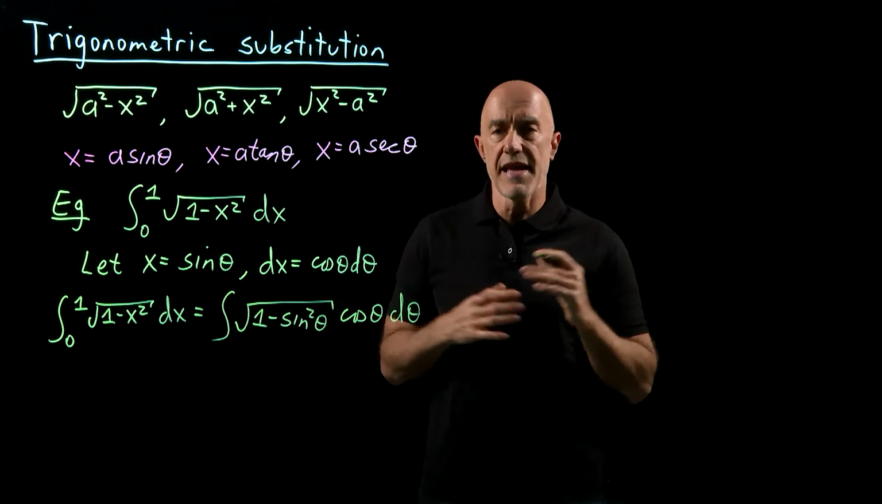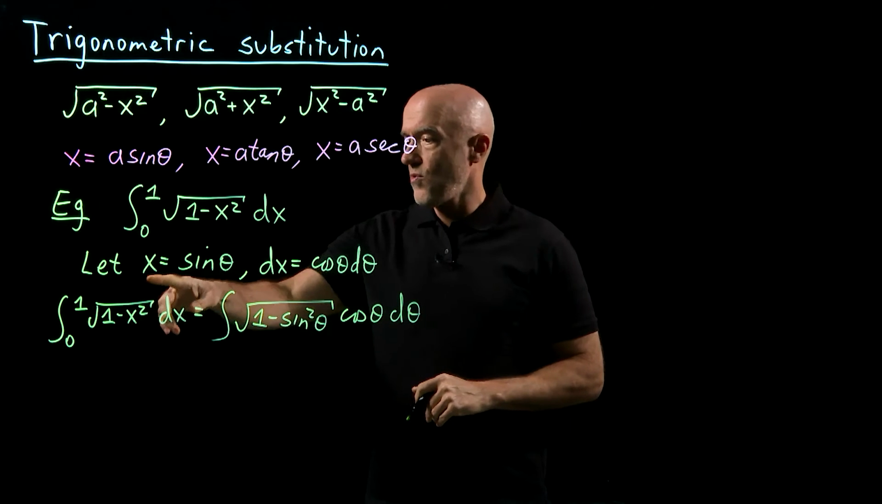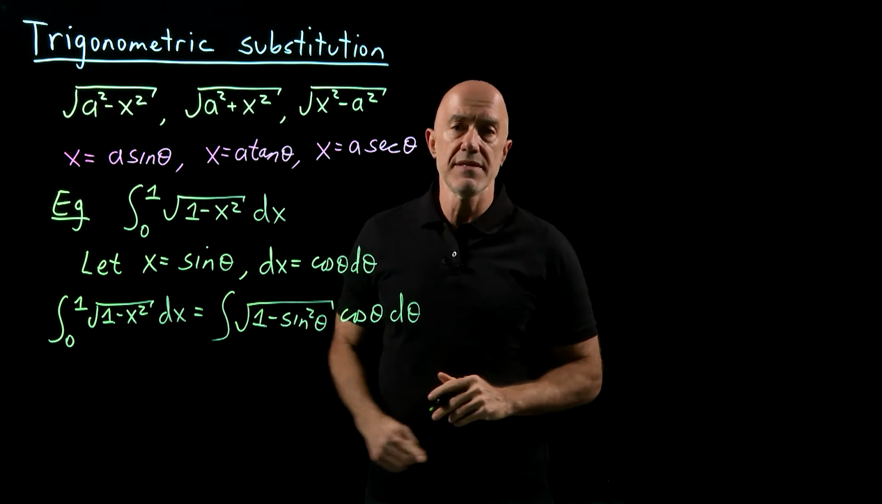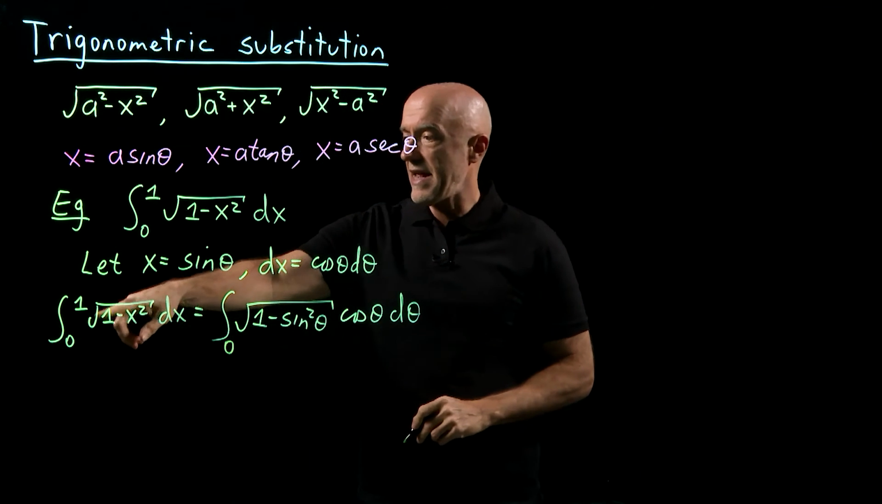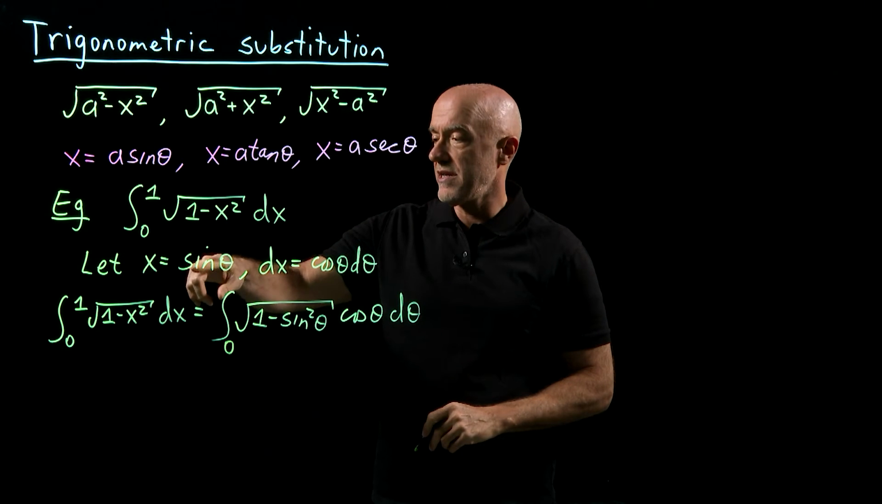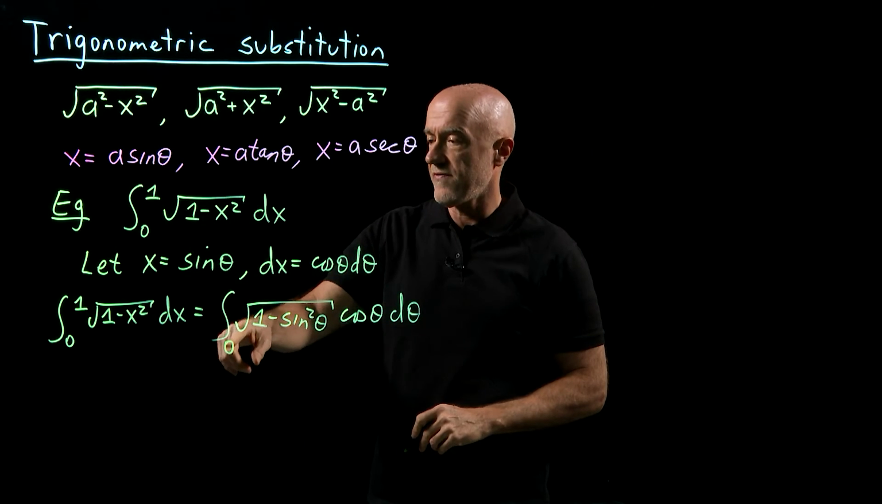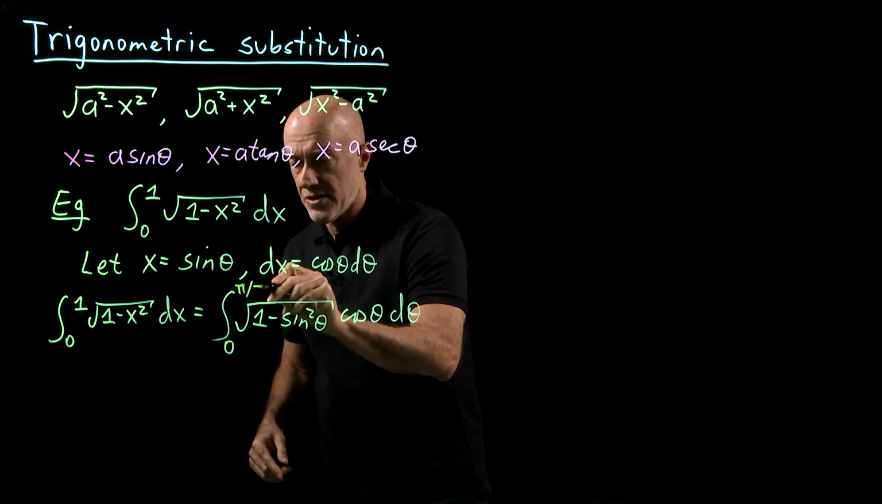Because this is a definite integral, we should figure out what the limits are. When x is 0, theta can be set to 0, so we can integrate from 0. Then x increases from 0 to 1. In order to get sine theta to go from 0 to 1, theta would go from 0 to pi over 2. So we would change the limits like that.